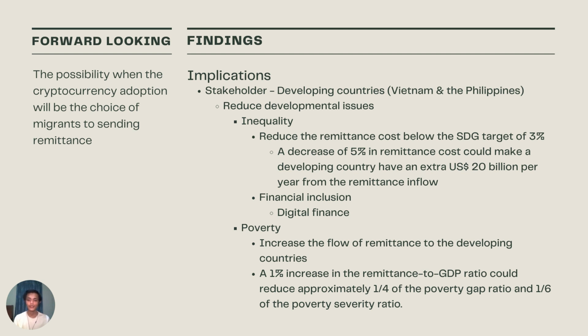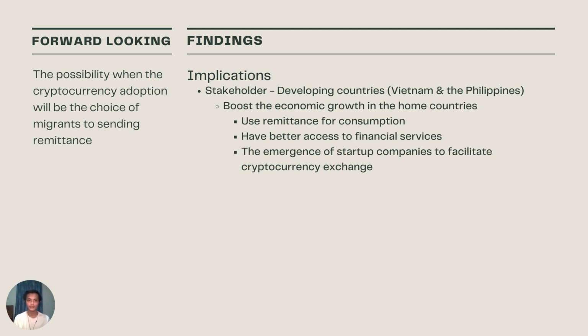A study done by Yoshino et al. found that a 1% rise in the remittance to GDP ratio could reduce almost one-fourth of the poverty gap ratio and almost one-sixth of the poverty severity ratio. This shows that cryptocurrency could reduce poverty in Vietnam and the Philippines indirectly.